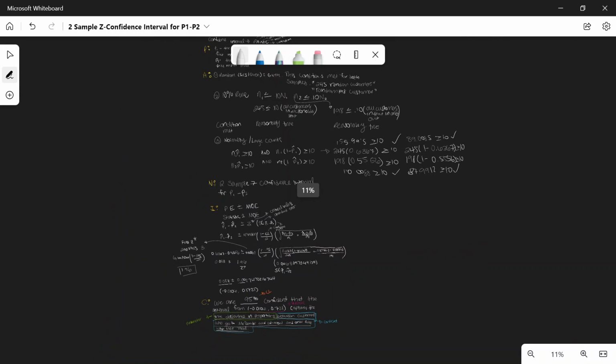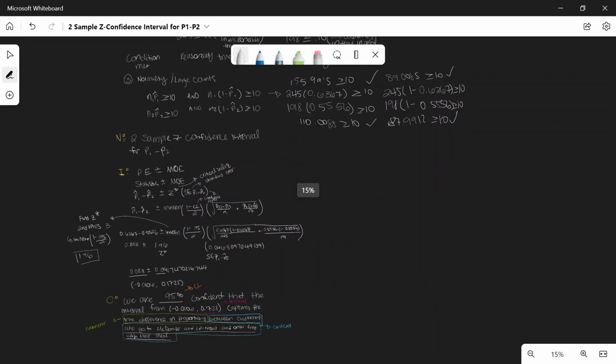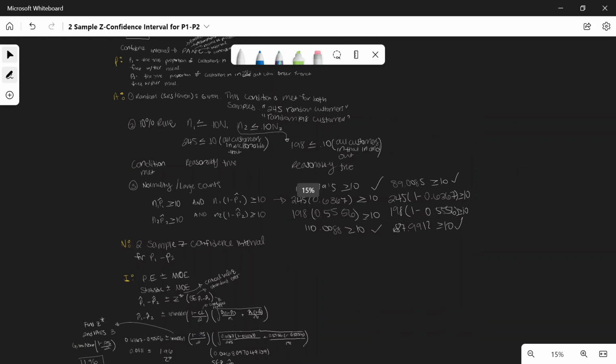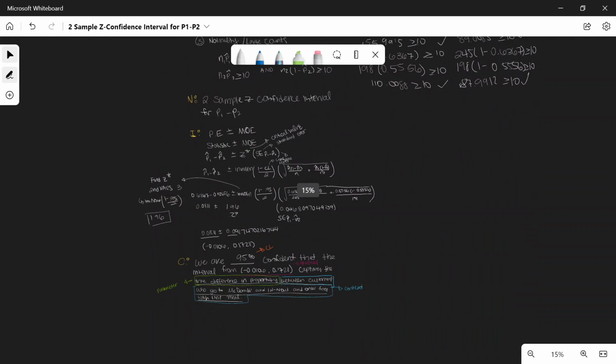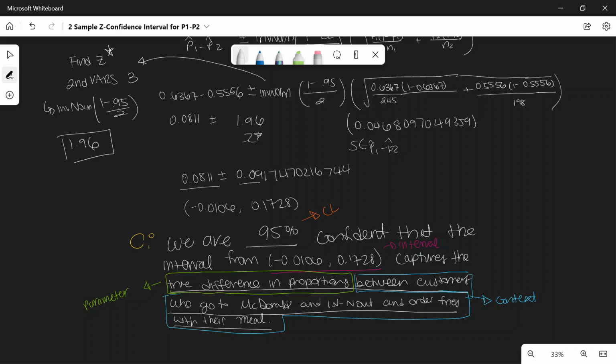Yeah, that's this whole thing right here. That's a lot. But the true difference in proportions between those customers who go to McDonald's and In-N-Out and order fries along with their meals, well, we are 95% confident that the true difference in proportions of that context lies within that interval. It's going to be in that interval. Well, we're 95% confident at least. So that's the answer.